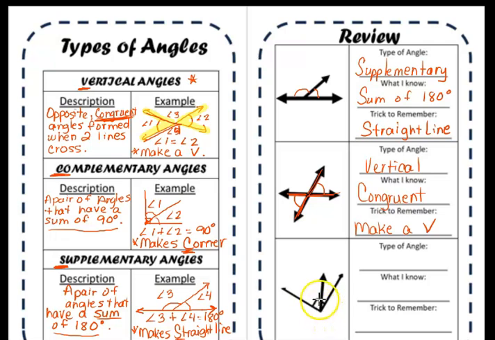All right, so our last one, look at this little 90-degree thing. That tells me that this is a 90-degree angle or a right angle. So it makes a corner. So this is my complementary angle. And what I know about those is that they have a sum of 90 degrees. Look at that, sum of 90. And the trick to remember, it makes a corner. See, makes a corner.